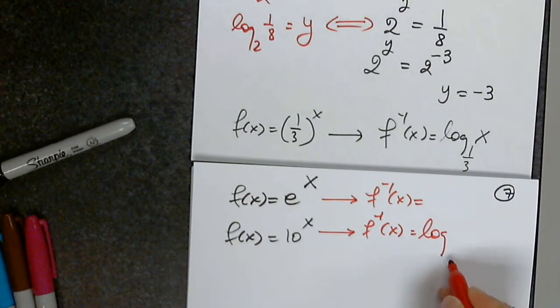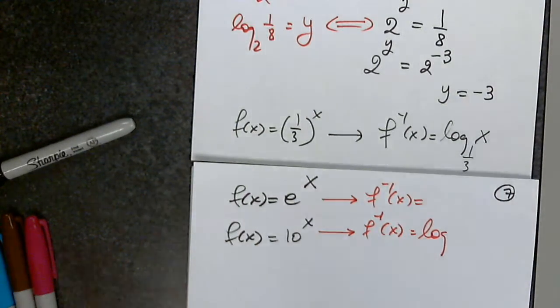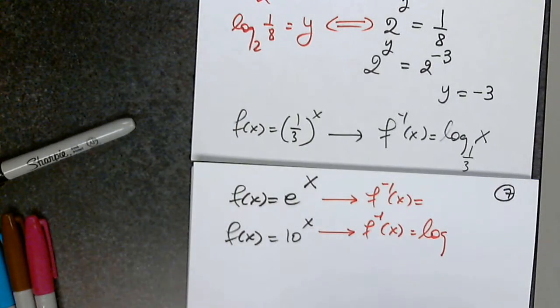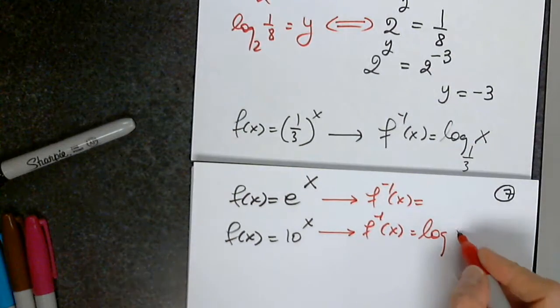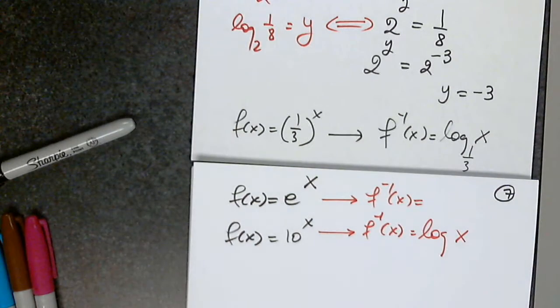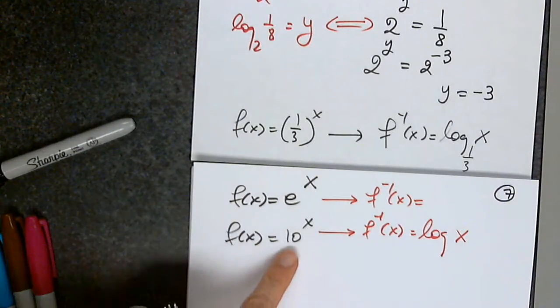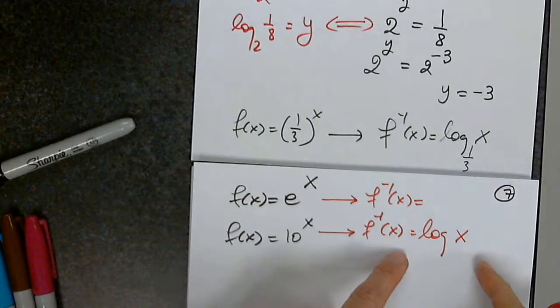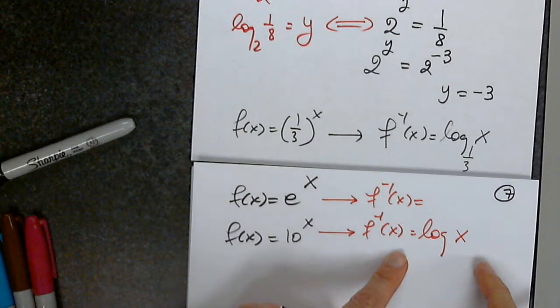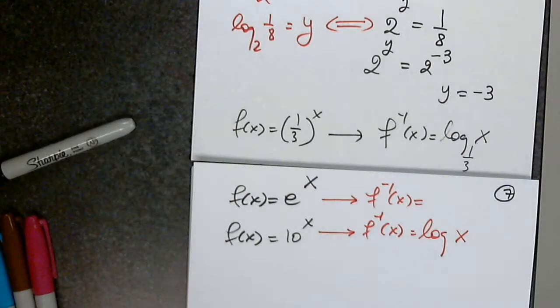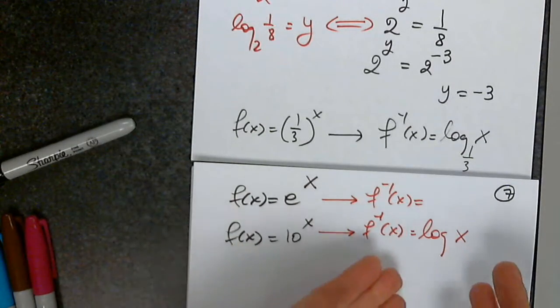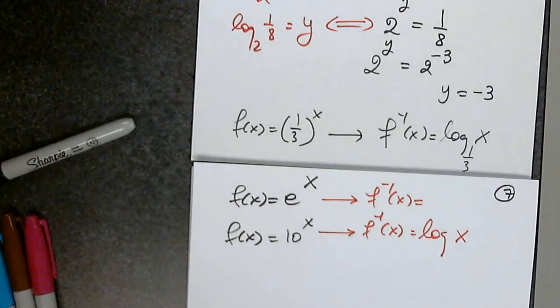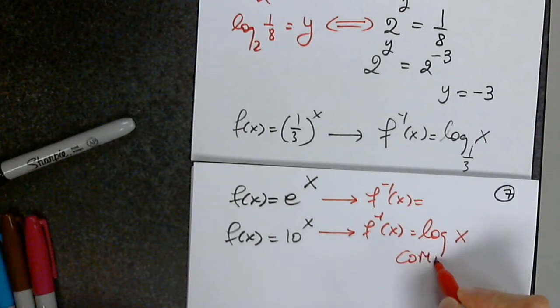Yes, however, we don't write the base. If it's log, it's base 10. It's not a mistake. If you put it, nobody will say it's a mistake. Okay? But we do not write it. So if this is the common exponential function, what do you think the name of this one is? If this is the common exponential, this is common log. Exactly.